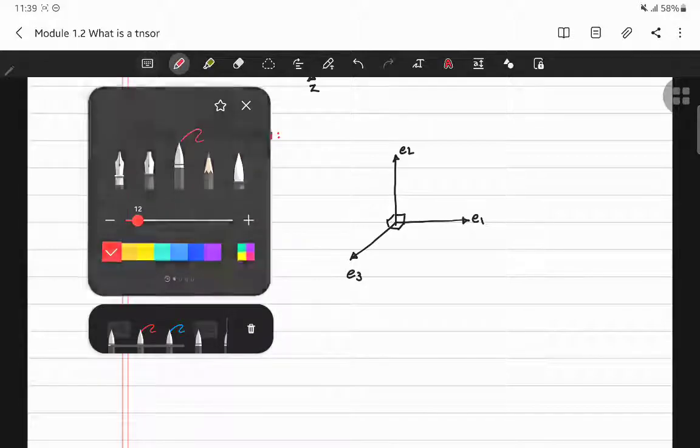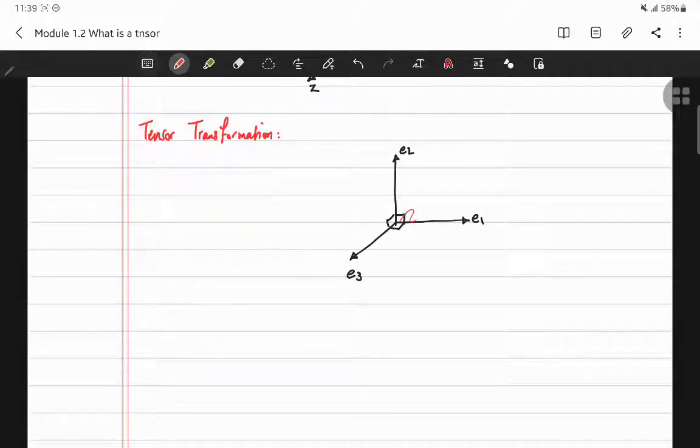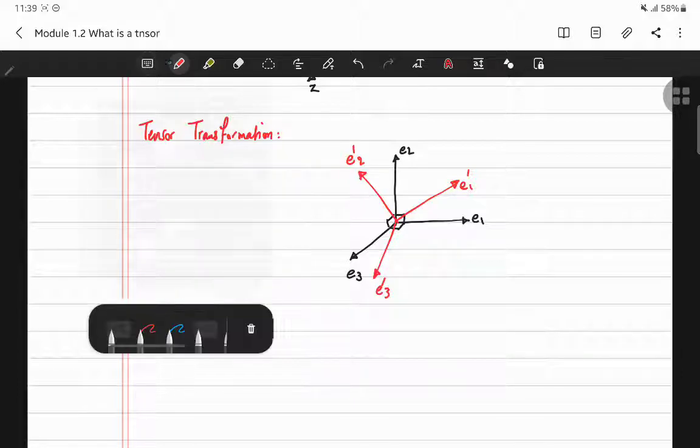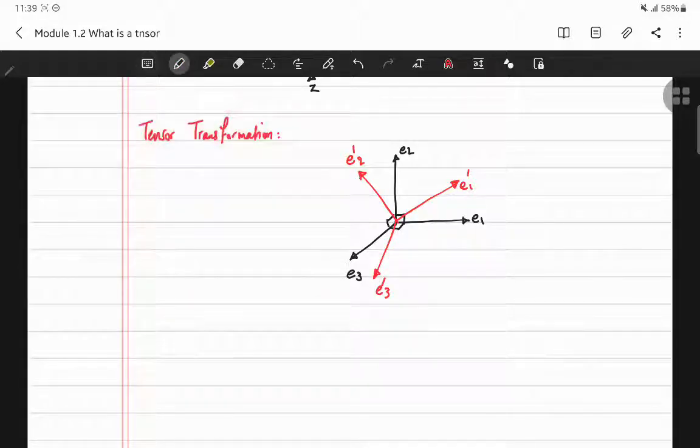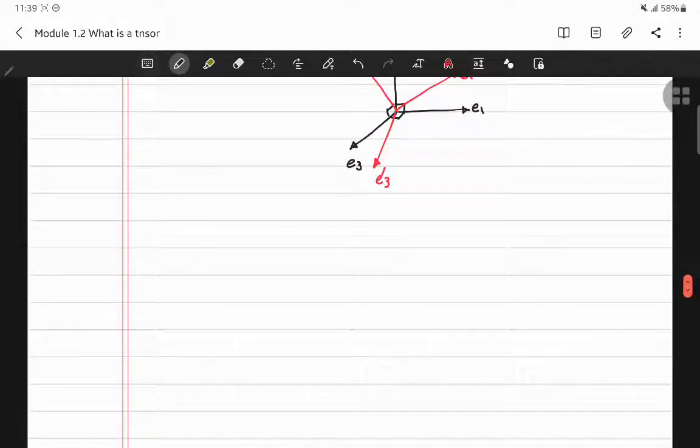So you want to transform it into another coordinate system, like E prime 1, E prime 2, and, for example, E prime 3. So we want to know what the transformation is. We write this transformation like this in this book, but there's also another way of writing it in some other books. In this book we use this kind of notation. So we have our E prime 1, E prime 2, and E prime 3 components here.